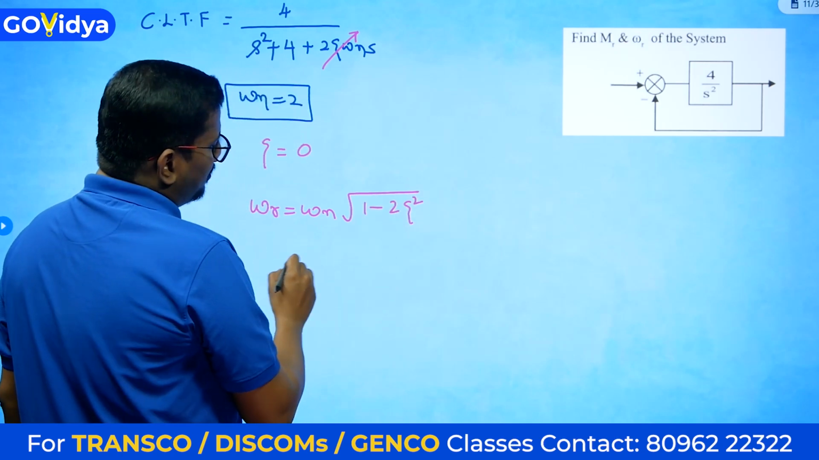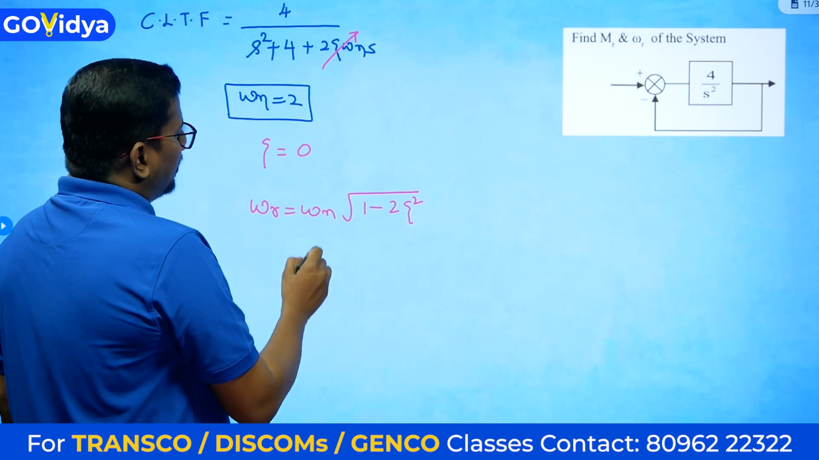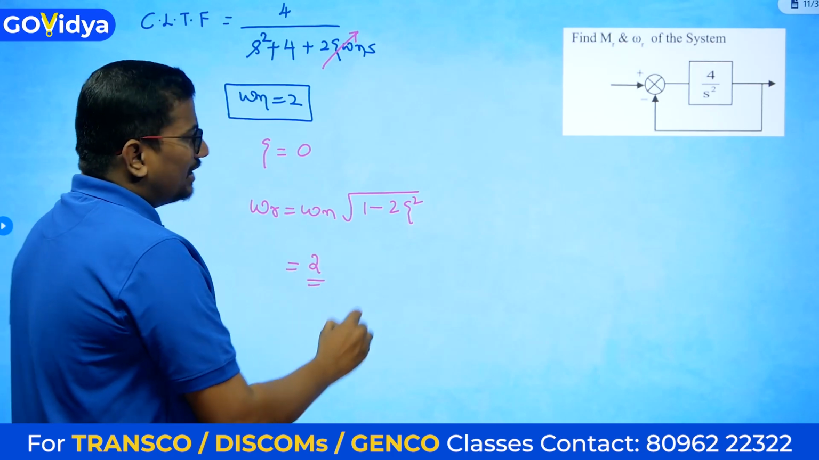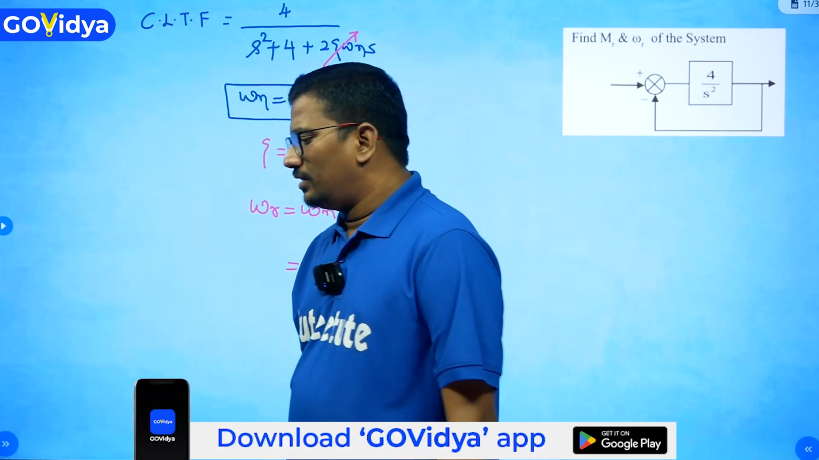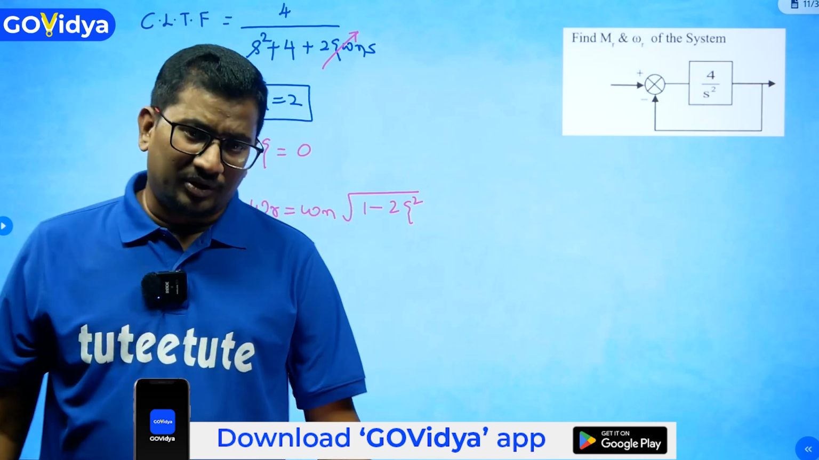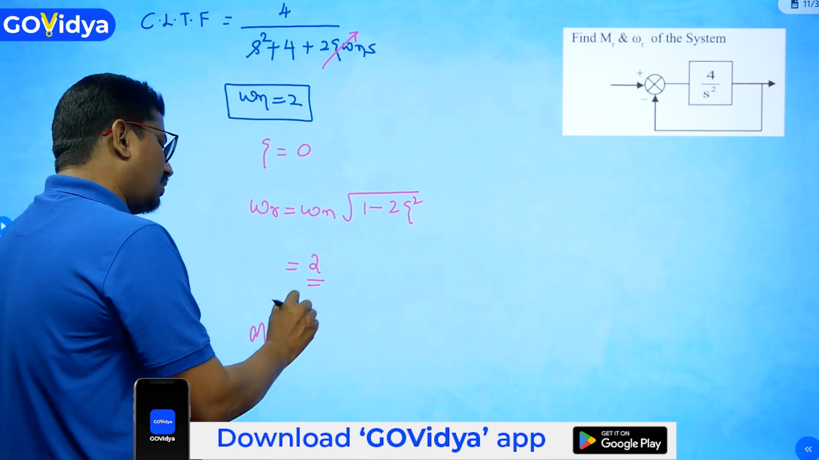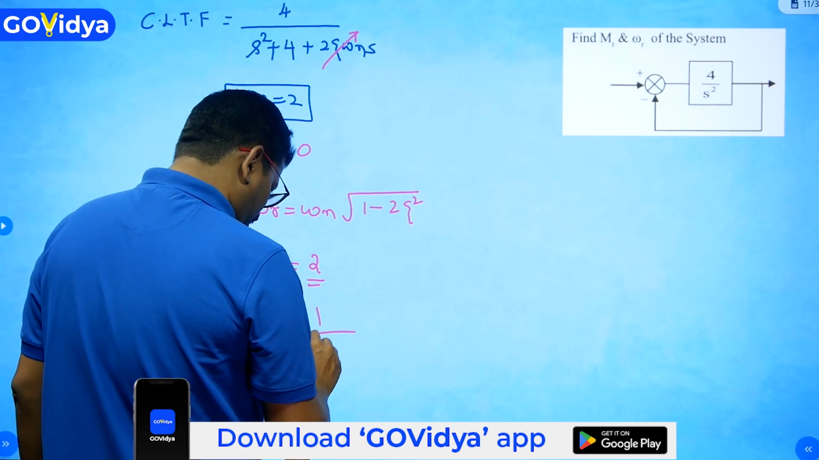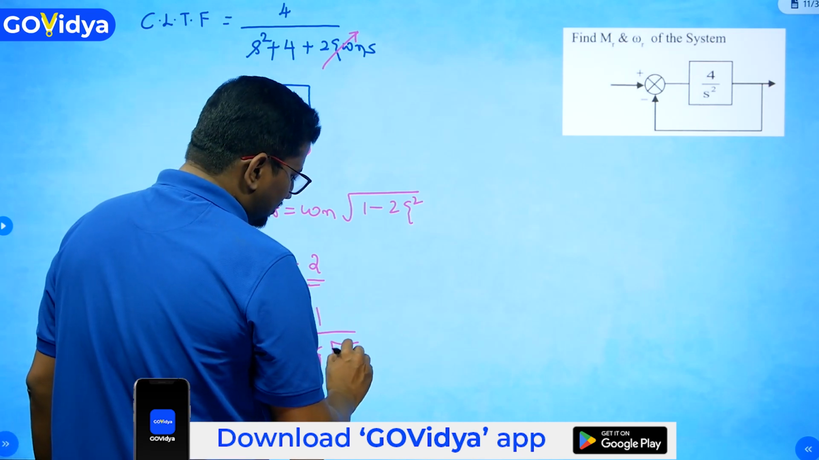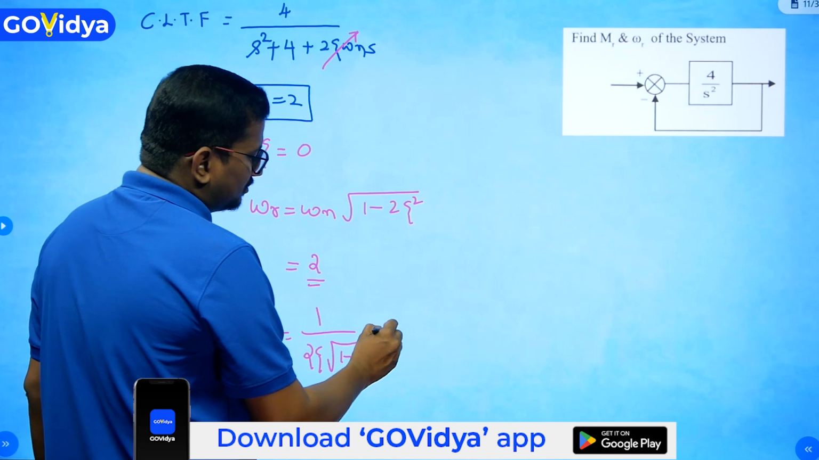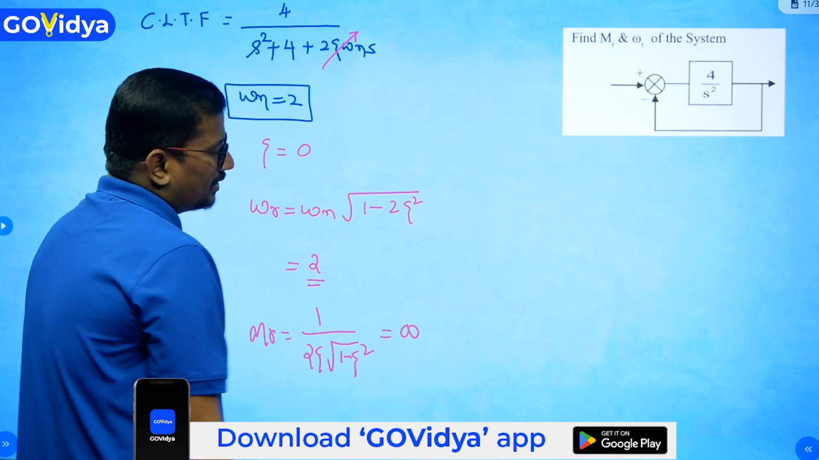So what is this value? Omega n is equal to 2. So can I say 2 radians per second? Can we say that? 2 radians per second. What about the MR value? Straight away, MR is equal to 1 upon 2 zeta into root over 1 minus zeta square. Here zeta is equal to 0, therefore infinity.